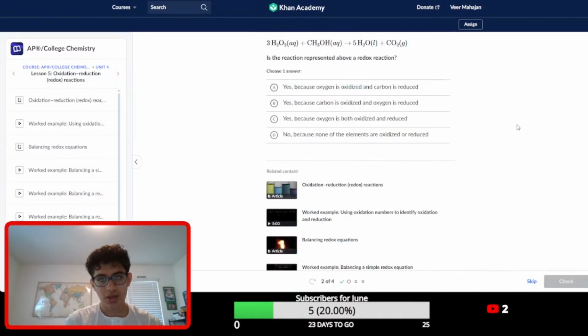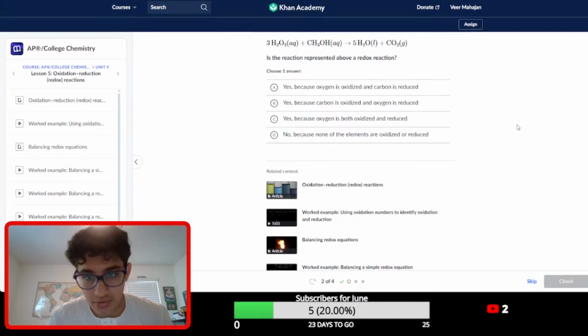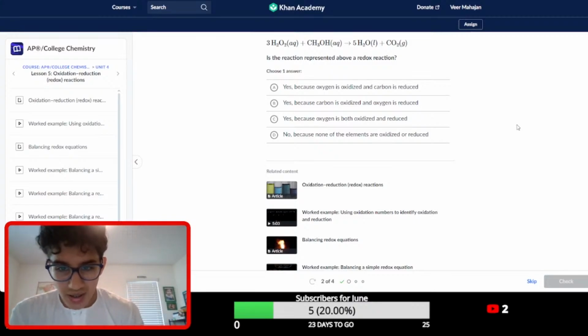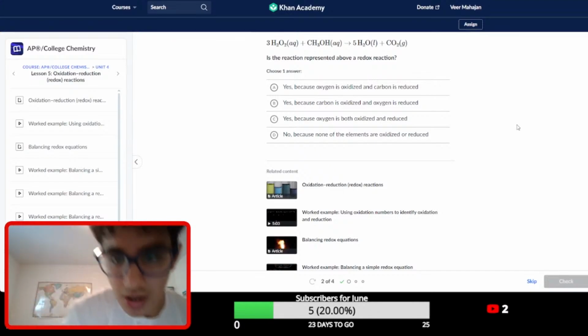Okay, next. Is this a redox reaction? Oxygen is oxidized and carbon is reduced. I don't believe that, but let's do it and see. So OH has a charge of, I think it'll have to do with carbon, right? Let's just do carbon first.